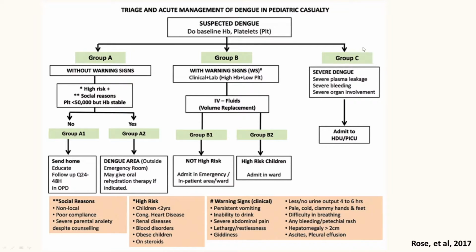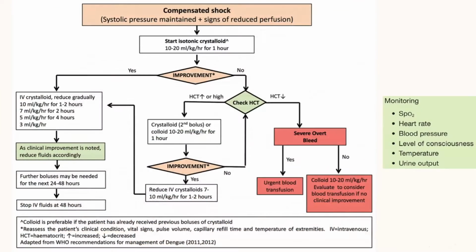Group B, those with warning signs, need to be observed in hospital for further management, including administration of IV fluids. And those who enter group C, or severe dengue, need to be admitted to a high dependency care unit or pediatric intensive care unit.